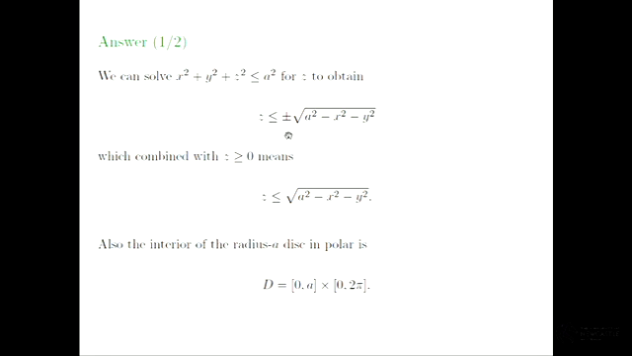But anyways, the upper half of the hemisphere is the equation z is equal to the square root of a squared minus x squared minus y squared. That's just moving everything to the other side and taking the square root. We know that we're taking the upper half, so we can take the positive version of this. And also the interior of the radius a disk in polar is, as we said, 0 through a for the r's and 0 through 2 pi for the thetas.